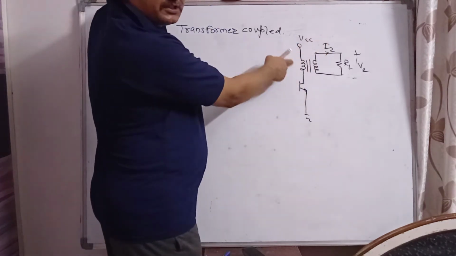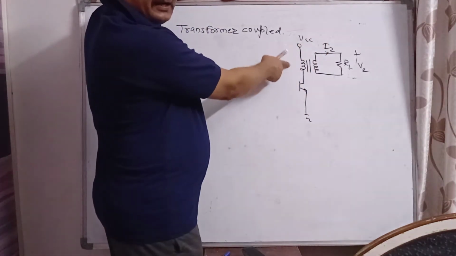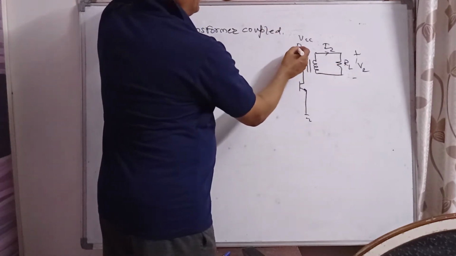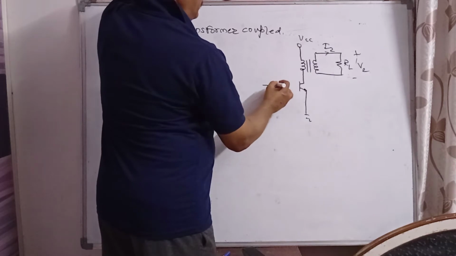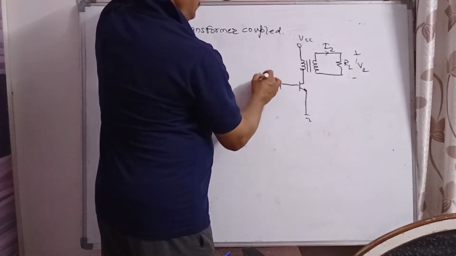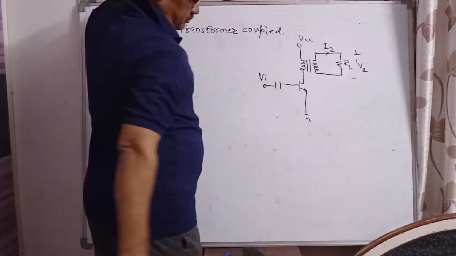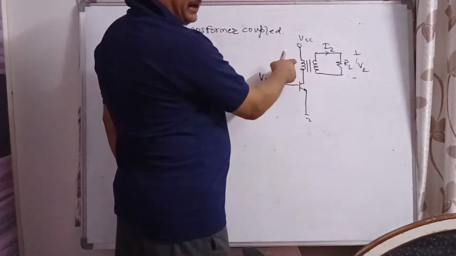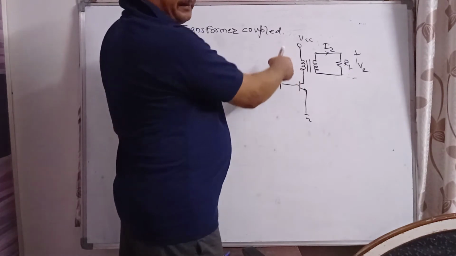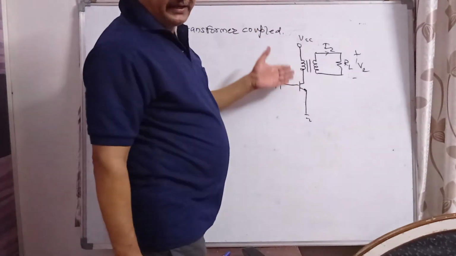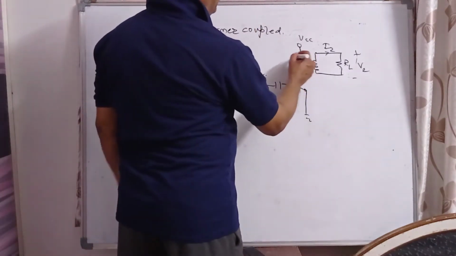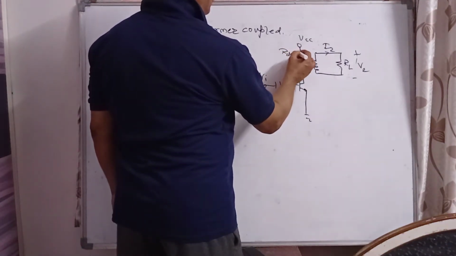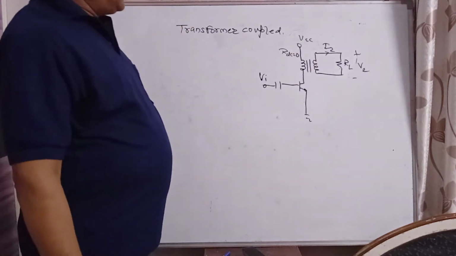Here there was a resistance in the previous case. Now I am connecting the transformer primary, and the load is connected across the secondary. So this is the primary, this is the secondary. In place of collector resistance, the primary winding is connected, and the winding is inductive. So the DC resistance is 0.